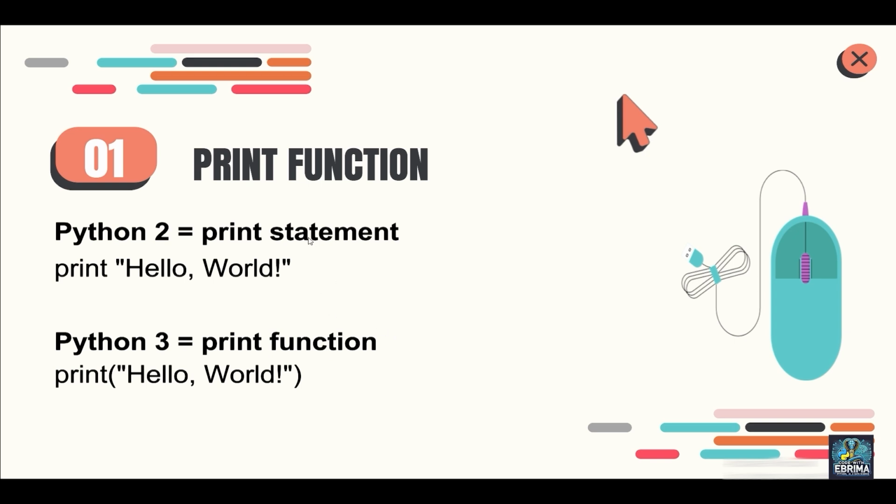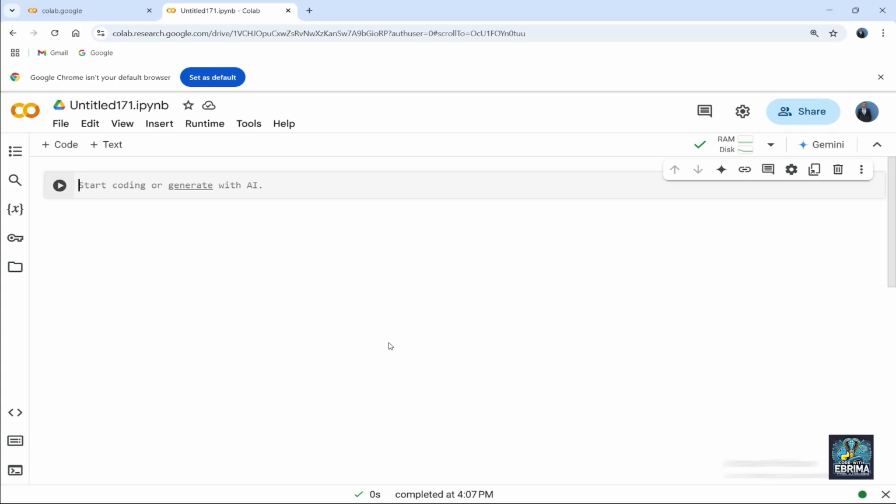The reason why it was a print statement is because it was not a function. You just type print and then you type in your hello world inside quotes. However, in Python 3 now, you have a bracket open and bracket close, which already makes it a function. So sometimes you may hear me say print statement. Just know that I am referring to the print function. So let's go.